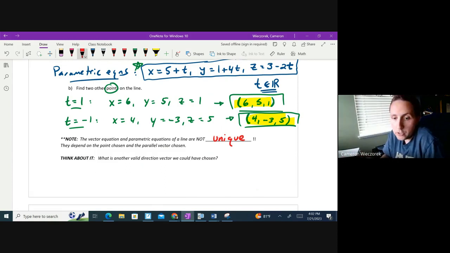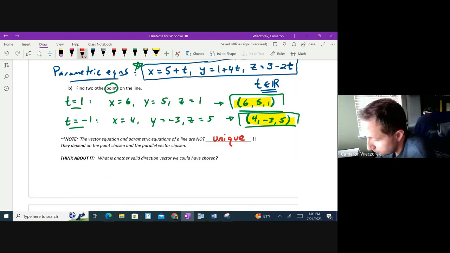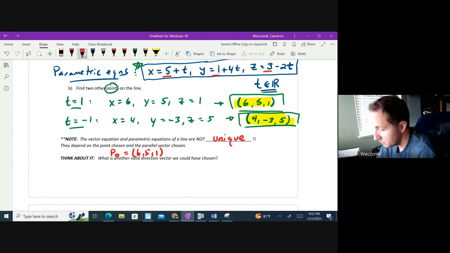It depends on what you consider the initial point to be, and it depends on what you consider the direction vector to be. Had I chosen the point P naught to be (6, 5, 1), well, then I wouldn't have seen a 5, a 1, and a 3 up here. I would have seen a 6, a 5, and a 1, right? So it depends on what you consider your P naught to be. Could have chosen that to be the initial point. And I didn't have to use [1, 4, -2] as my direction vector. I can use any scalar multiple of that direction vector.